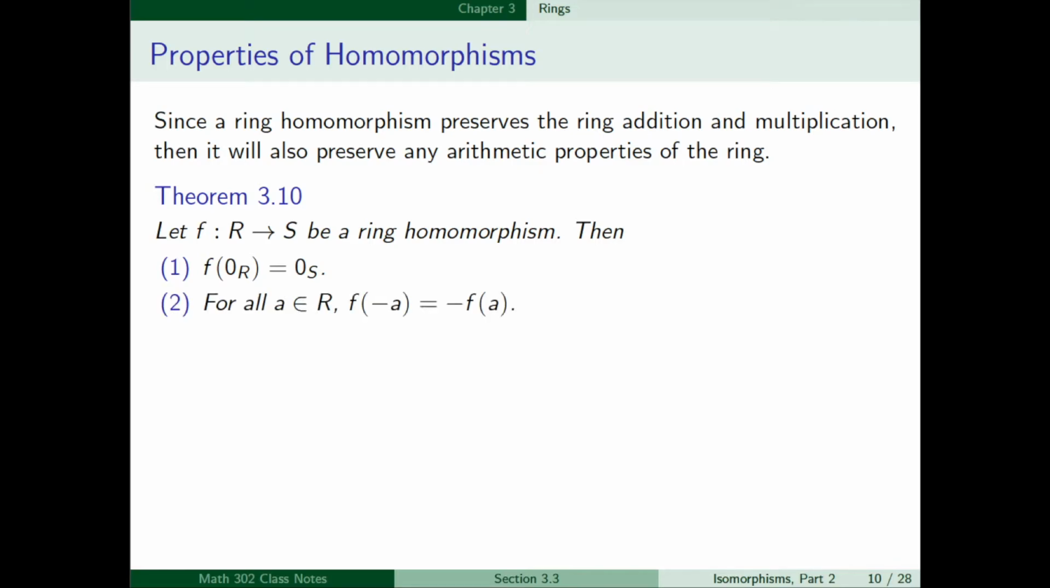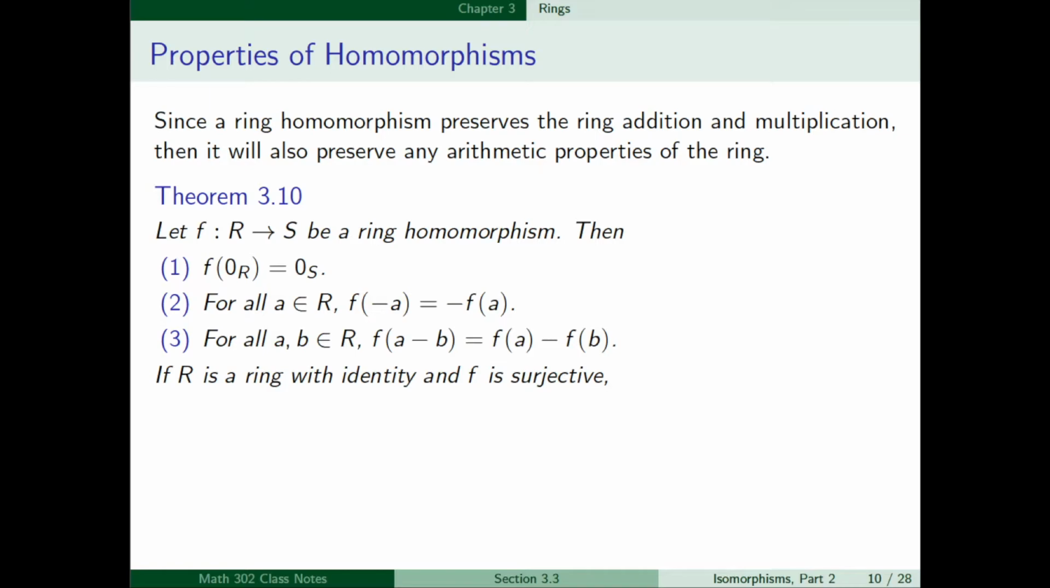And then 2, for all elements a in R, f of minus a is equal to minus f of a. So this is saying that f maps the additive inverse of an element into the additive inverse of the image of the element. And 3, for all a, b in R, f of a minus b is equal to f of a minus f of b. So this is saying that f preserves subtraction.